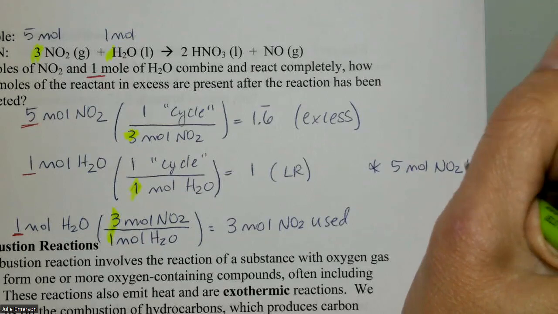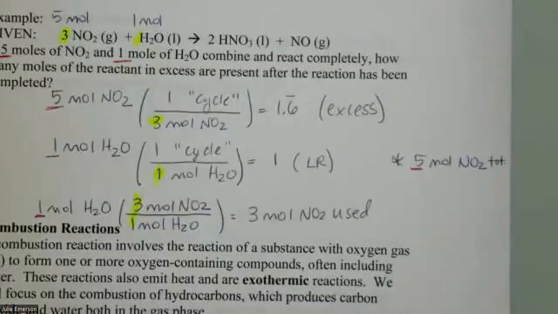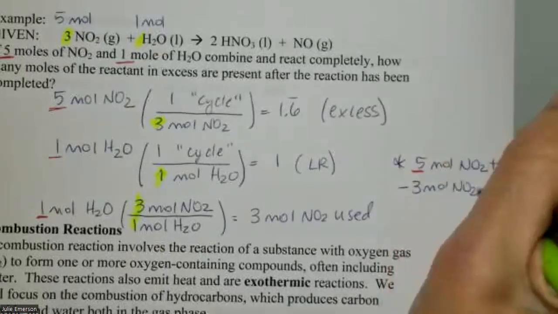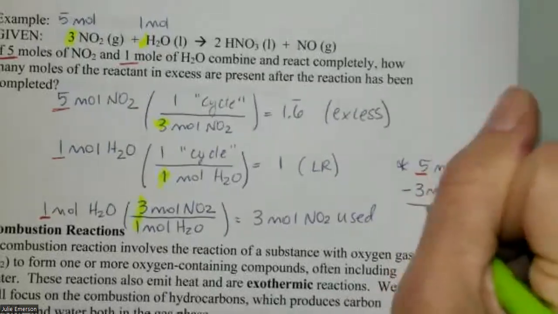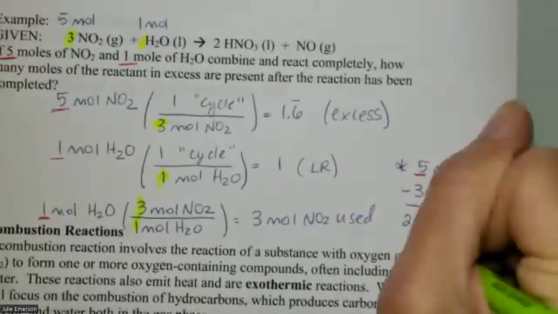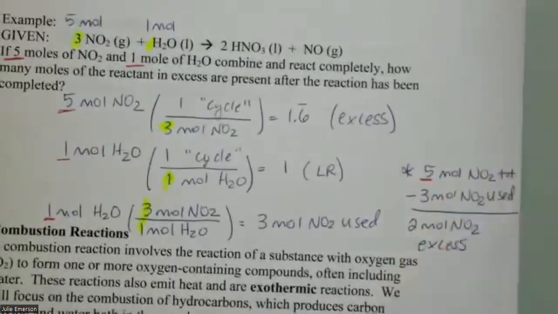So we had 5 moles of NO2 given to us again in the question, and we used 3. So I'm going to subtract the 3 moles of NO2 that we used. How much do we have left? We have 2 moles of NO2 that are going to be present in excess.